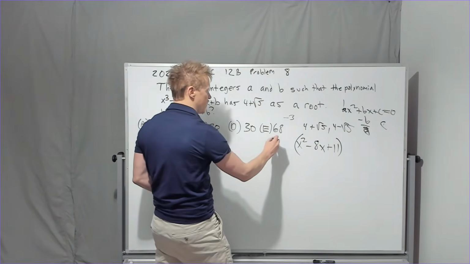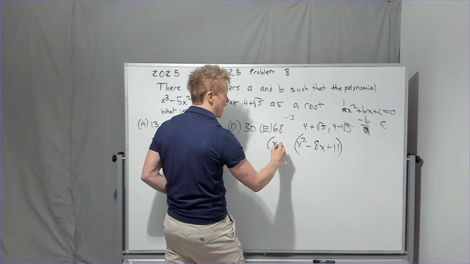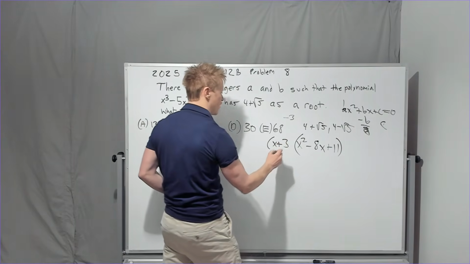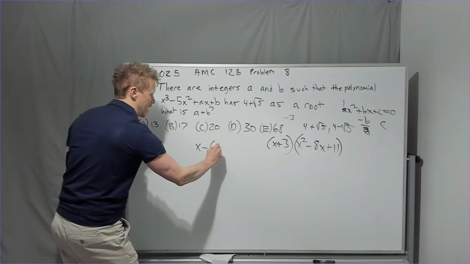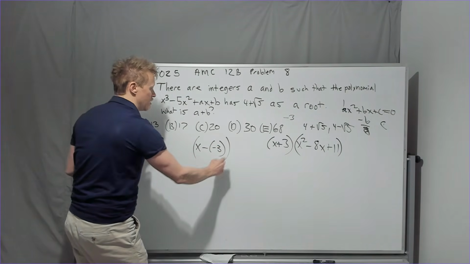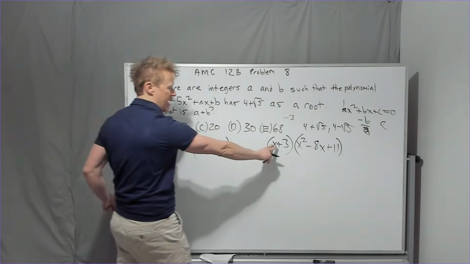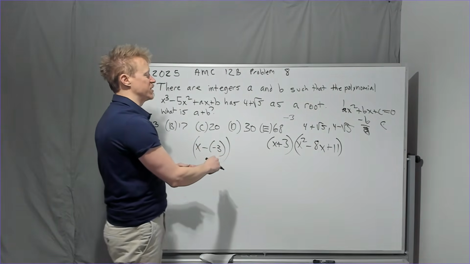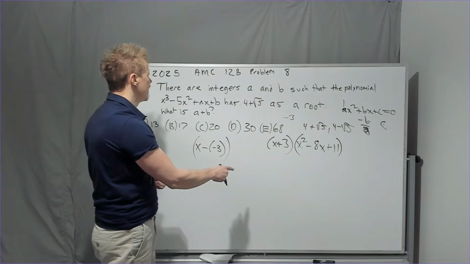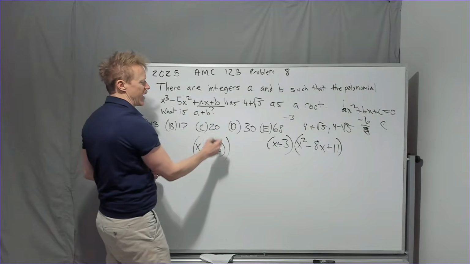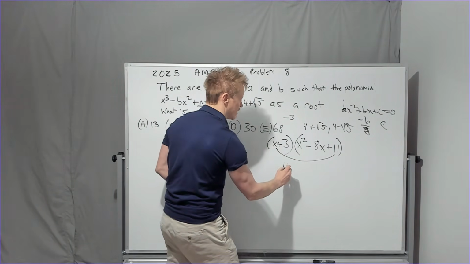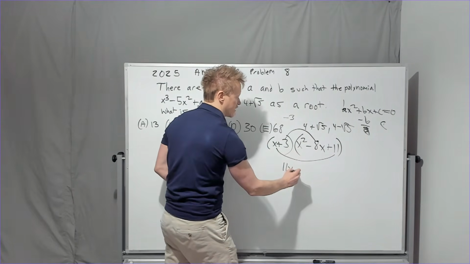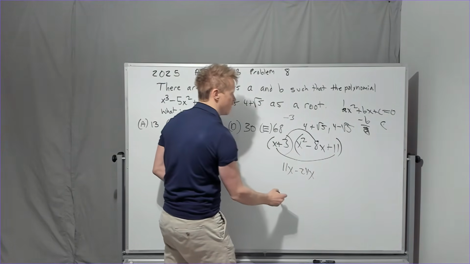The negative b over a, or you can say negative second coefficient over leading coefficient. So from here, the other term must be x plus 3, because if negative 3 is a root, it's x minus the root. So x minus negative 3 is x plus 3. All you have to do now is distribute, and you're really only looking for ax plus b. So I'm going to do x times 11, which is 11x. 3 times negative 8x is negative 24x.